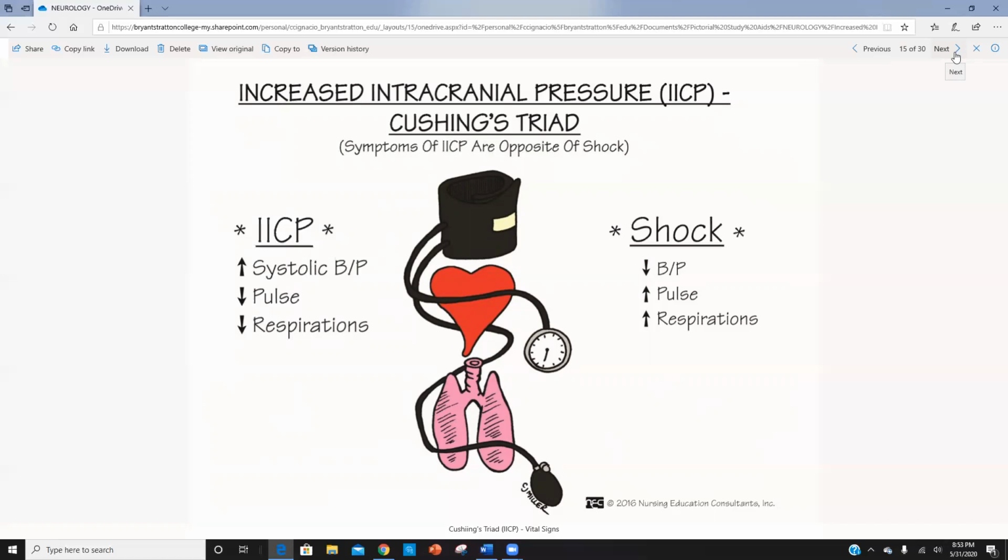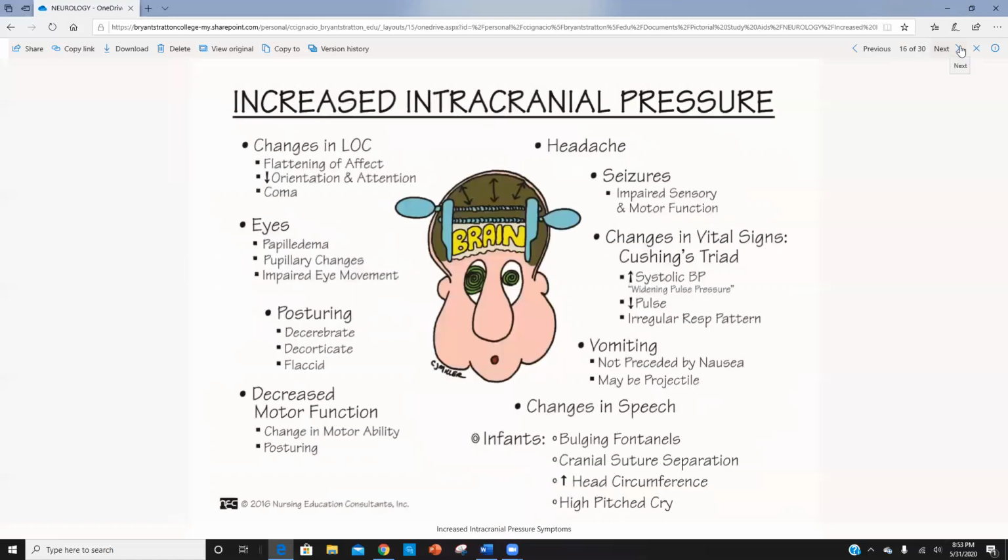Okay, so barbiturates to place a client in a therapeutic coma with ventilator support and close monitoring of cardiac status. Acetaminophen may be used for fever, and osmotic diuretics such as mannitol and steroids may be used to decrease cerebral edema. Okay, this is another picture that speaks to the IICP.